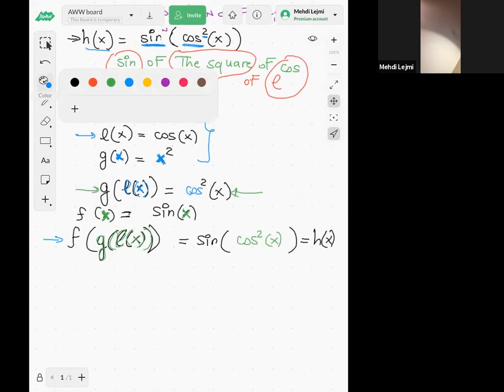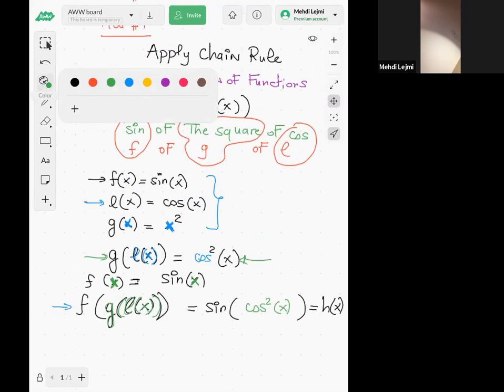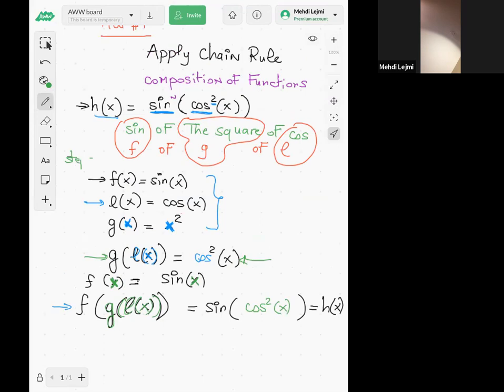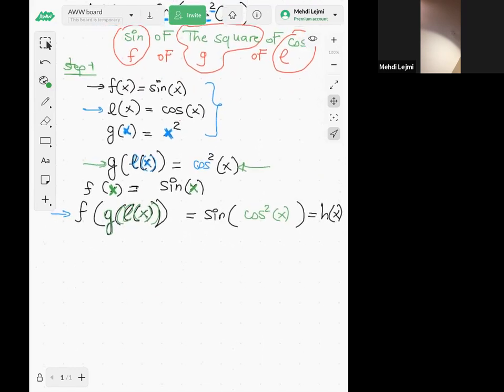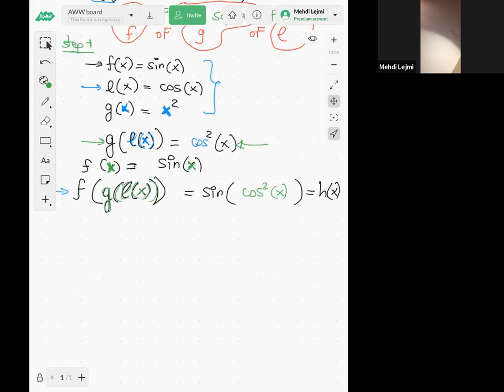So this is like step number 2. So let's say this is step 1. In step 1, we have to find the three functions. Okay, I got my f, g, and L, such that f composed with g composed with L would be my h.